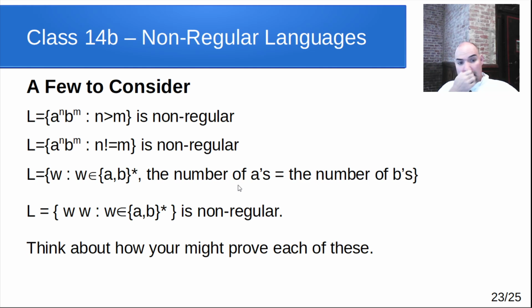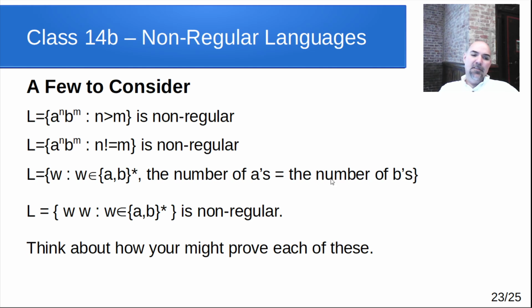The third one there is we have some string w that's entirely composed of a's and b's. But it doesn't matter what order they're in. They can be in any order. And notice that's star, so that could include lambda. We want the number of a's to match the number of b's. Is that regular or non-regular?